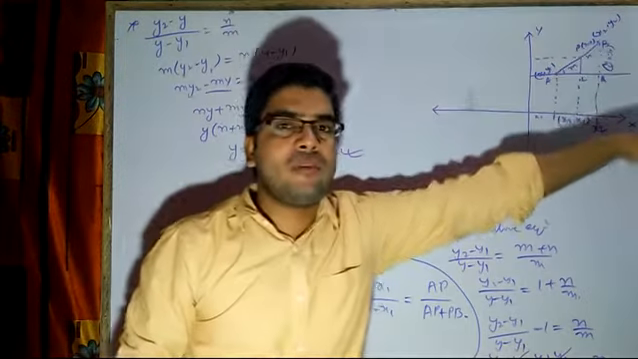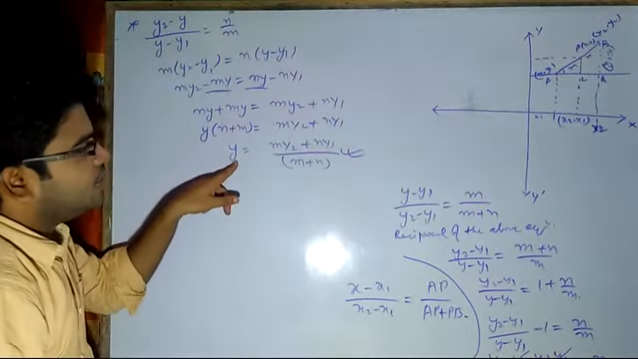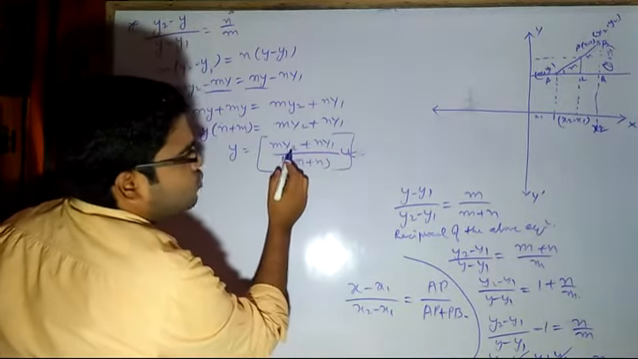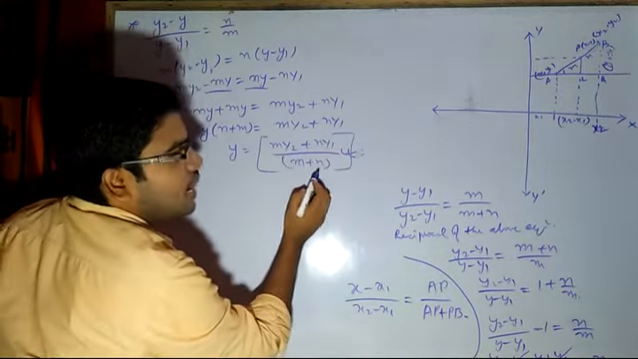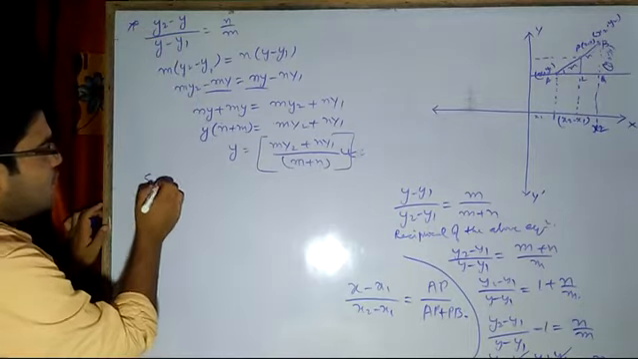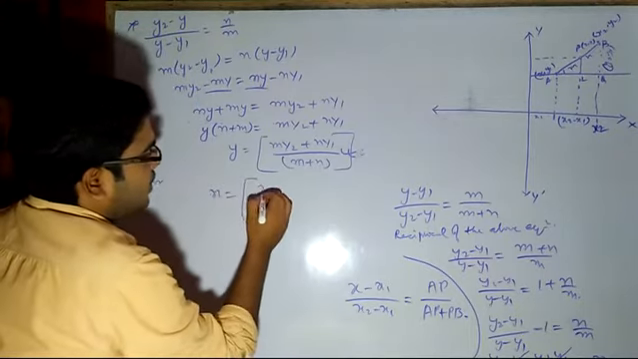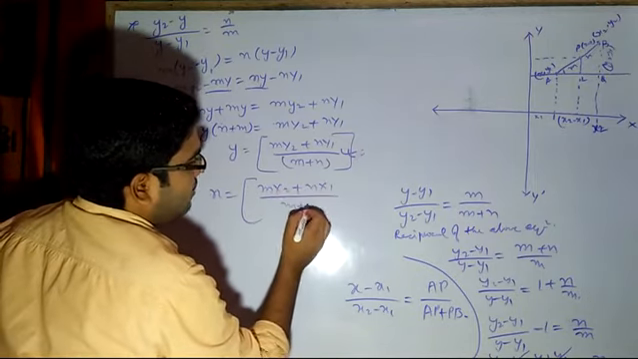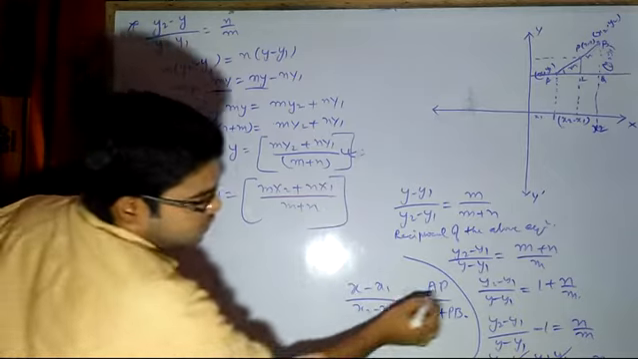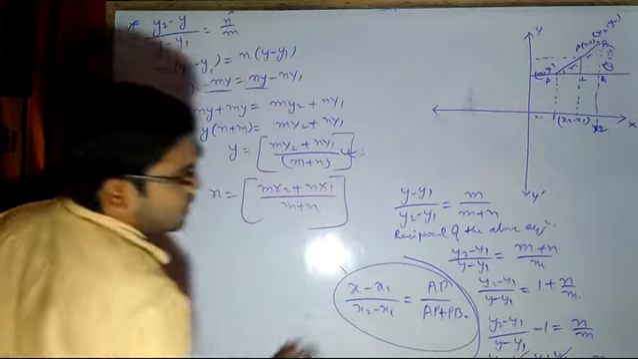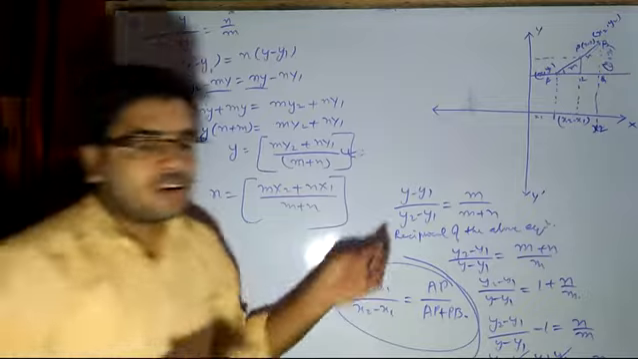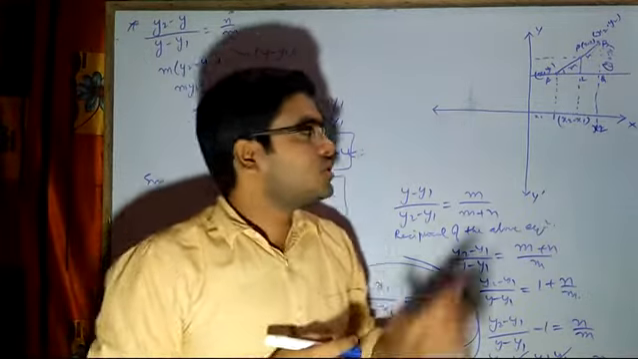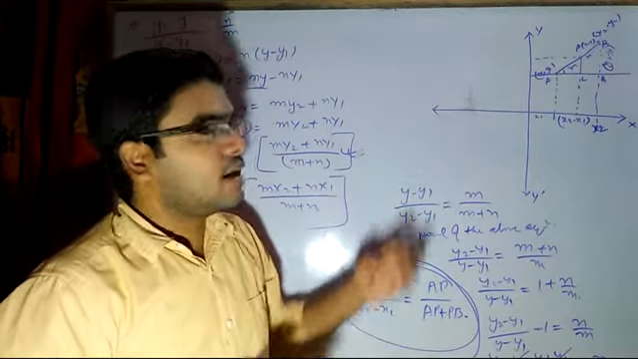I have assumed x comma y, but what is y actually? The y value will come out to be m into y2 plus n into y1 upon m plus n. Similarly for x also you will get m into x2 plus n into x1 by m plus n. If you solve this one, you will get this value. So proving is not required here. We are not supposed to study the proving, but I have taught you to see how the formula is derived.